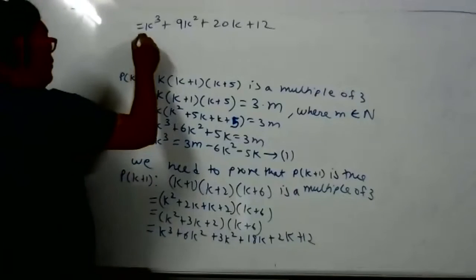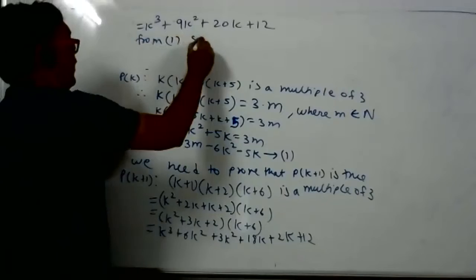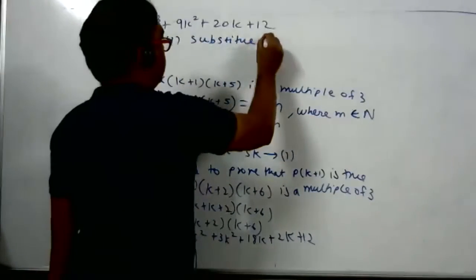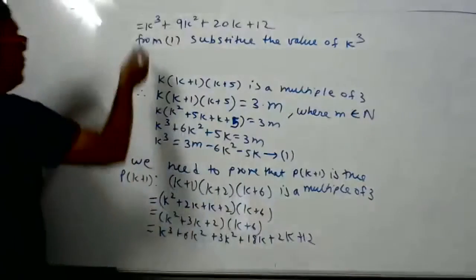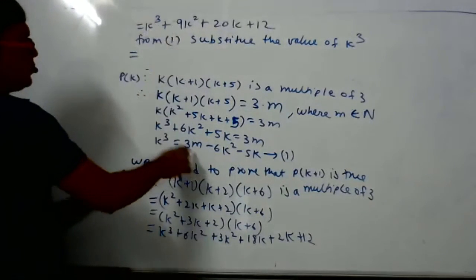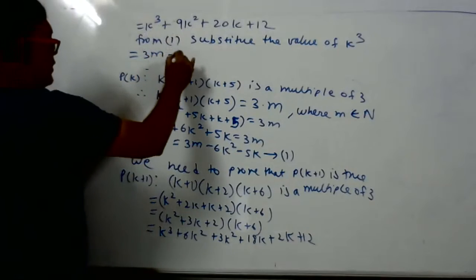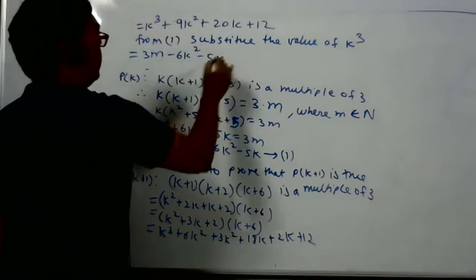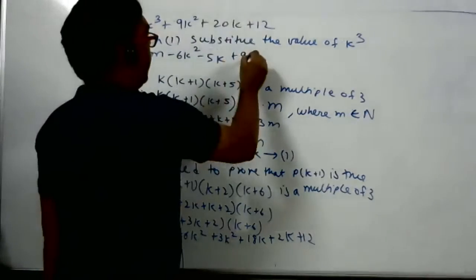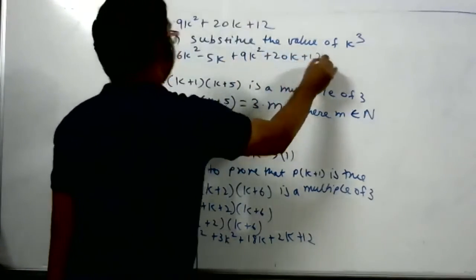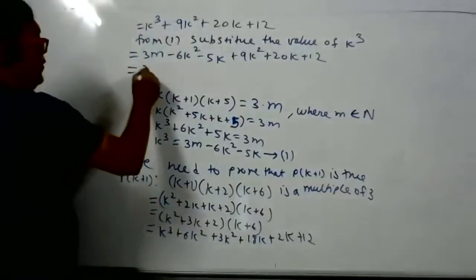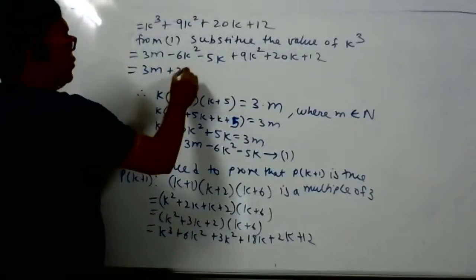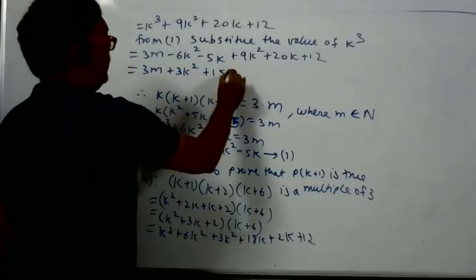Now from the first equation, substitute the value of K cube. We know the value of K cube. So what does it become now? In the place of K cube, write this much: 3M minus 6K square minus 5K. Write the remaining as it is: 9K square plus 20K plus 12. Like terms we can obviously add and subtract. Very simple: 3M plus 3K square plus 15K plus 12.